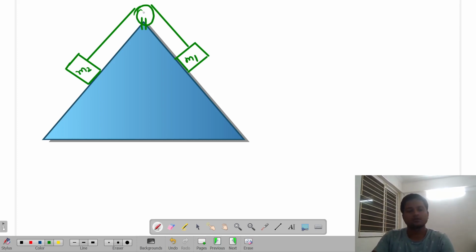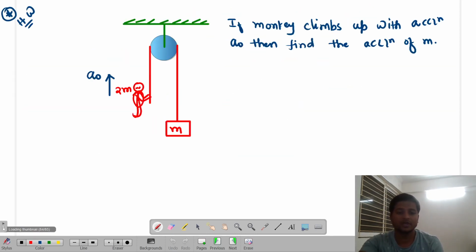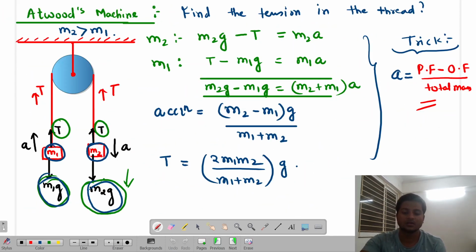Okay. Now the question arises is simple, that if m2 is greater than, and this is theta 1, well this is theta 2. Okay, and this is my theta 1. Okay, the question is simple, find acceleration of blocks if m2 is greater than m1. Then find the acceleration of the blocks if m2 is greater than m1.